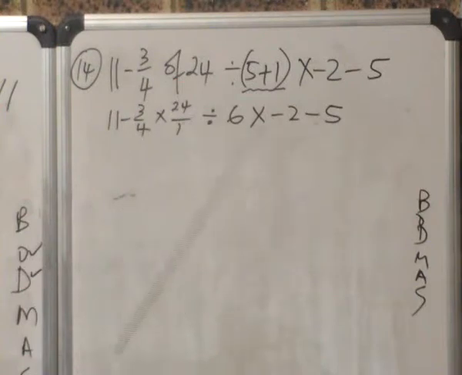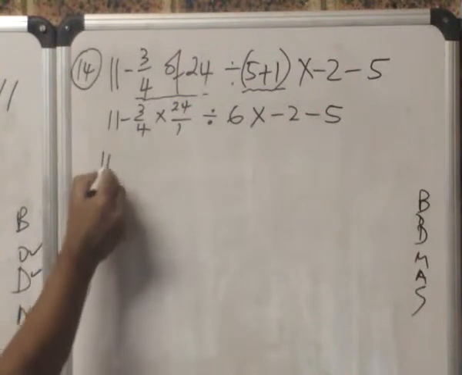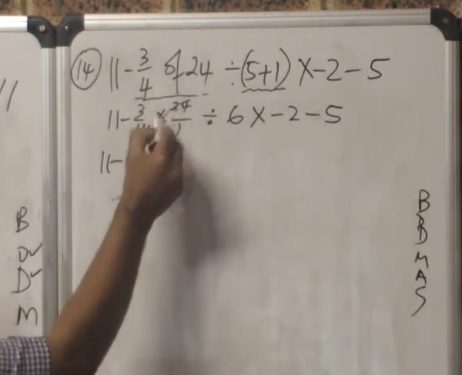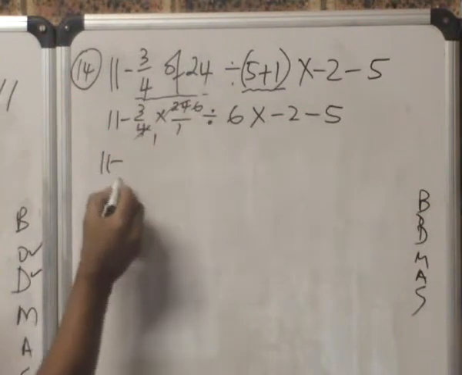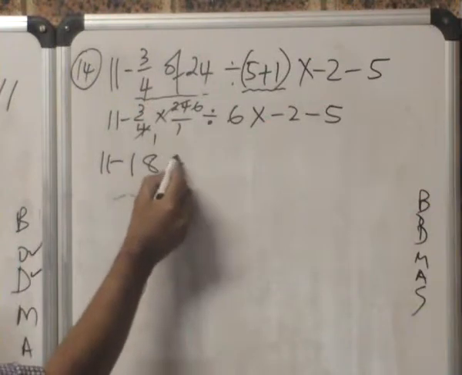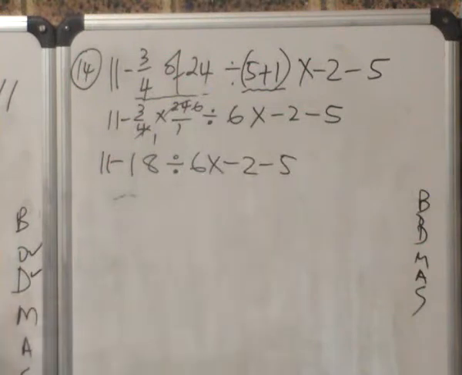Now, if I'm reading this section here, I'm actually seeing multiplication two times, and I'm seeing division once. See? But I've got to do this of first because this was an of. So there's your 11 minus. Now 4 divides here one time. 4 divides there six times. So 3 times 6 gives you 18, divided by 6, times minus 2, minus 1.